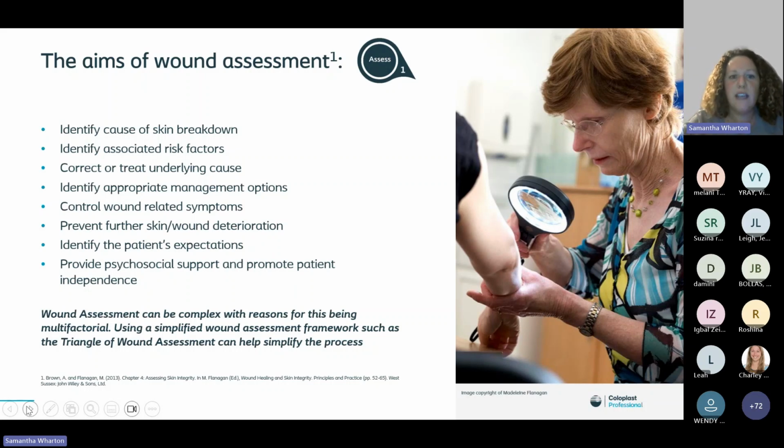It's identifying any associated risk factors for that patient. So it may be that some of their medications might need to be reviewed. It might be that they're diabetic and we need to be looking at their blood sugars to ensure that we're making sure that the patient's optimized to create, again, that optimal wound healing environment in the actual patient themselves. It's to ensure that we correct or treat that underlying cause. So again, it's that compression. If it's venous in nature, until we get that strong compression in the treatment phase, we're never going to truly heal that wound because it's just going to continue to break down.